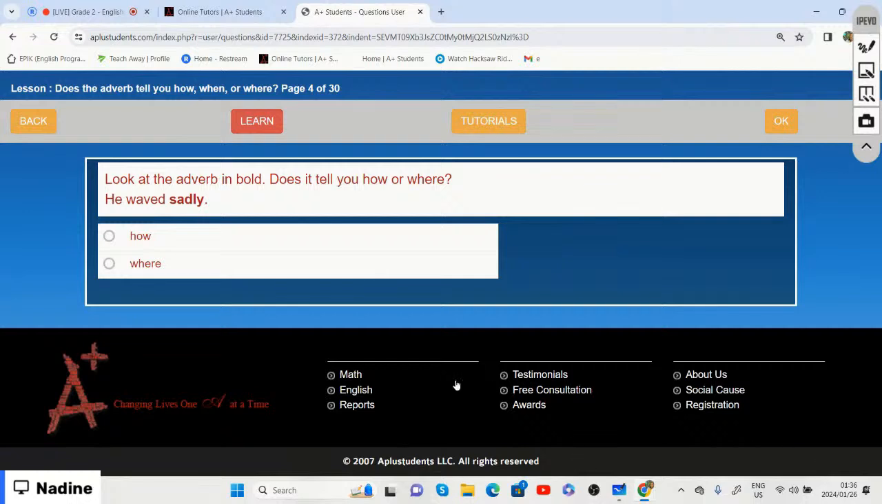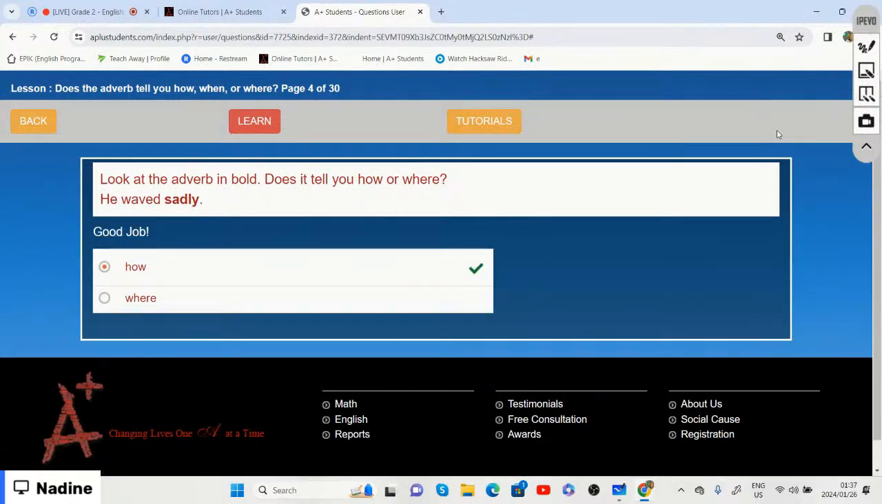And we said, does it tell you how or where? For example, he waves sadly. The adverb in bold, he waves sadly. Does it tell you how? Does it tell you where? Sadly. And sadly tells you how, right? Yes, wonderful.